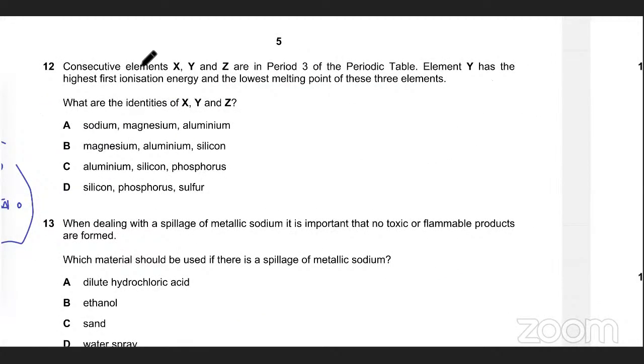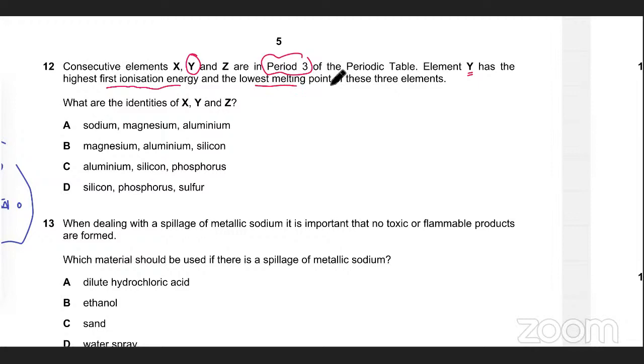Now over here it is saying consecutive elements X, Y, and Z are in period 3 of the periodic table. Element Y has the highest first ionization energy. So this is all about period 3. What you're looking for is the first ionization energy of the middle one, the Y. And these are consecutive elements, so they must be in period 3, in a straight line next to each other. So the middle one has the highest first ionization energy and the lowest melting point.